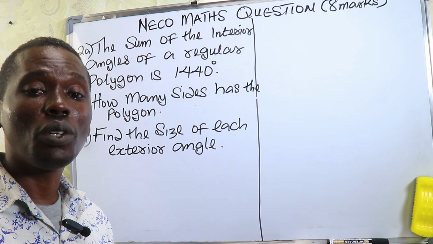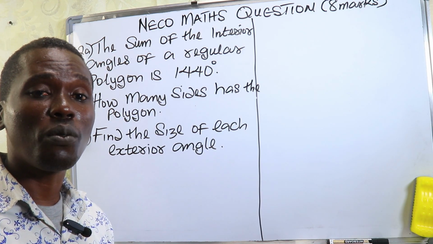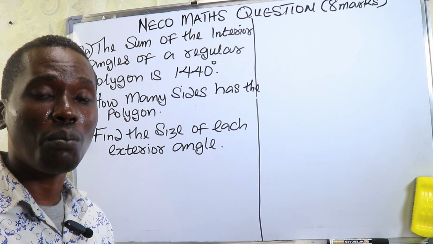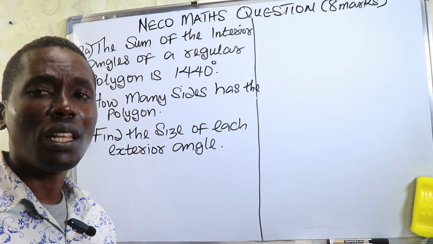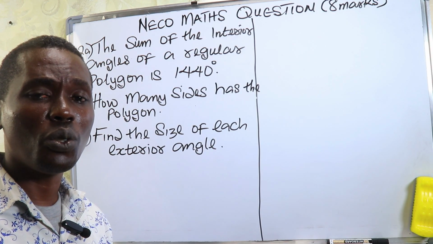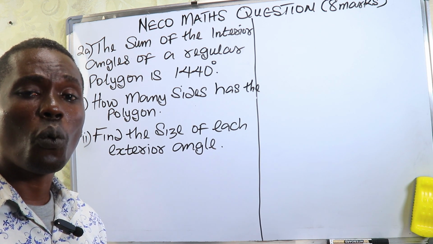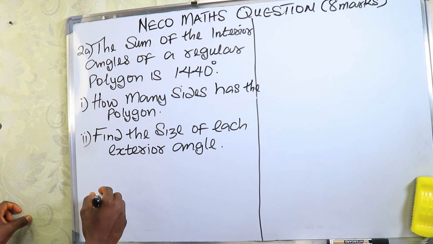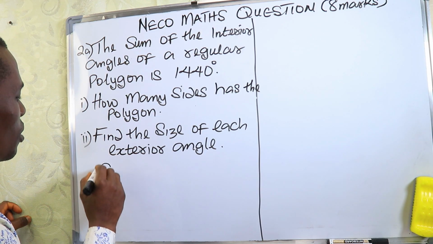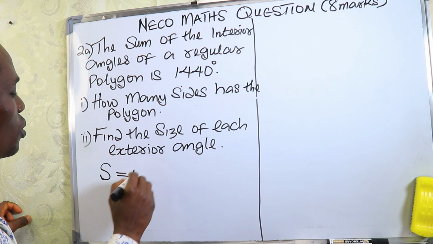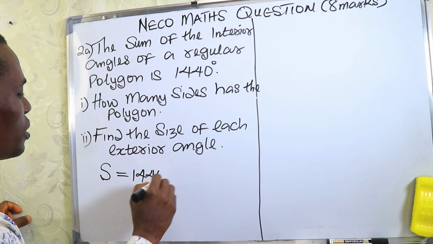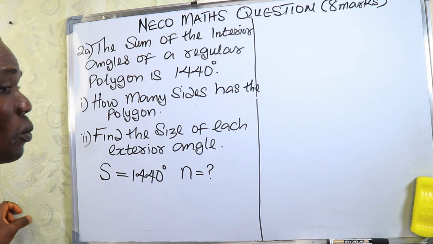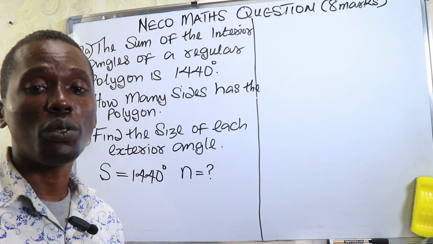Now, in this question, you are asked to find the number of sides that the polygon has. Now, remember, one good question you ask yourself is, what am I given? We are only given the sum of the interior angles of the polygon, which is equal to 1440 degrees. We don't know the number of sides, and that is what the question is asking from us.